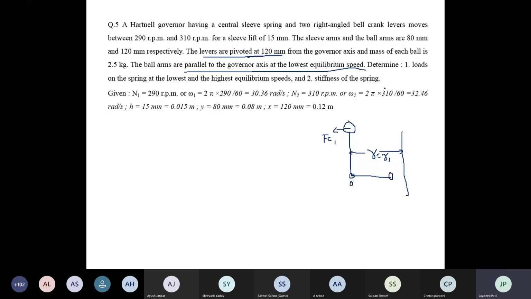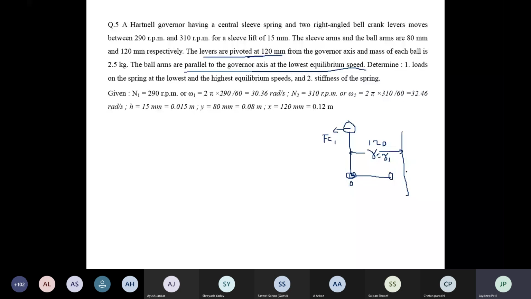Now see here. Now one sentence is given here in the numerical. Levers are pivoted at 120 mm from the governor axis. Means suppose I draw the figure here. Now the bell crank lever is pivoted at O, and its distance from the governor axis is given, R, 120 mm. And the next sentence is given: the ball arm are parallel to the governor axis at lowest equilibrium speed. Means when the minimum speed is there, the ball arm, the vertical arm, is parallel to the governor axis. Means it is at the equilibrium position. Means minimum radius and equilibrium radius both are the same. Means your lower speed starts from the equilibrium position. Okay, R is equal to R1.